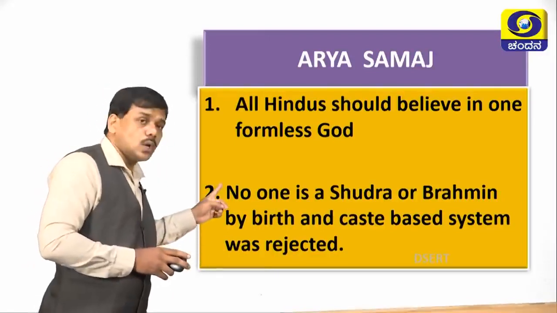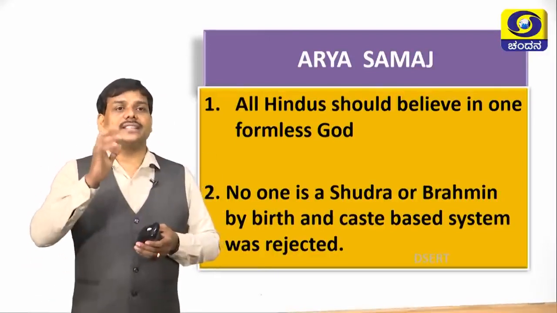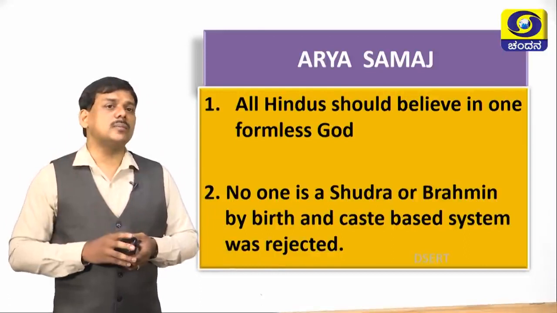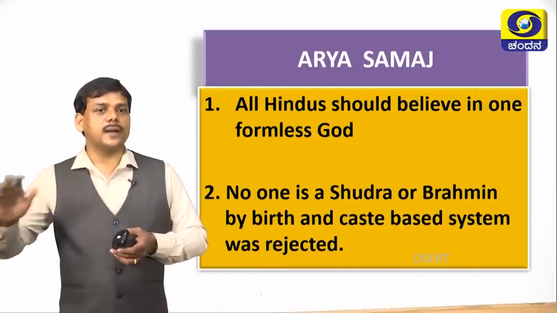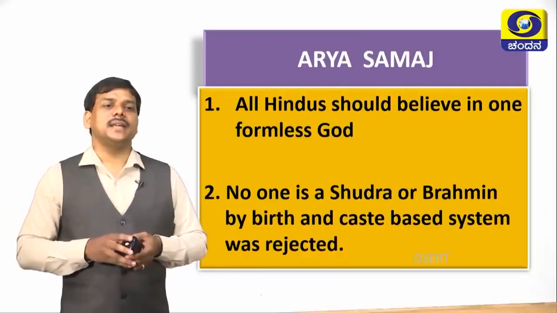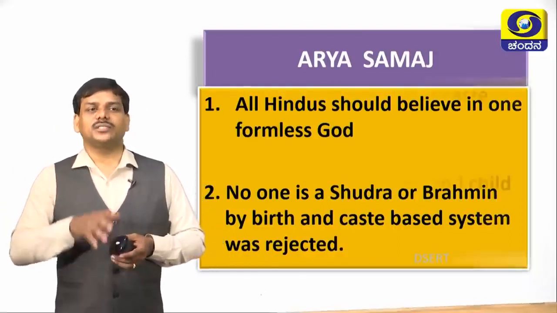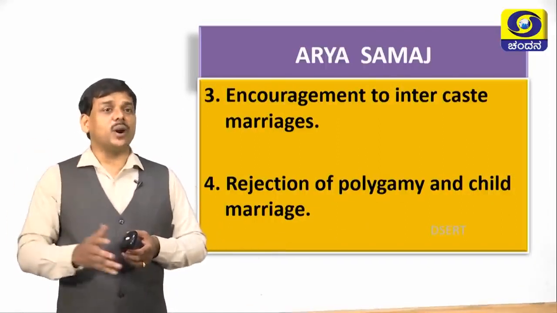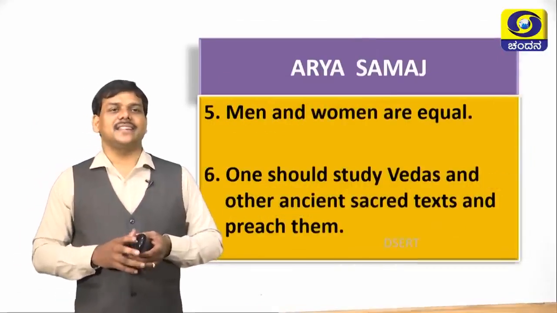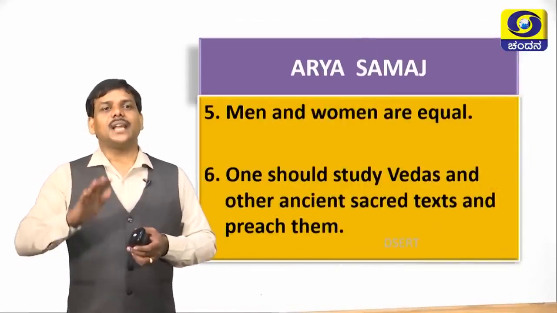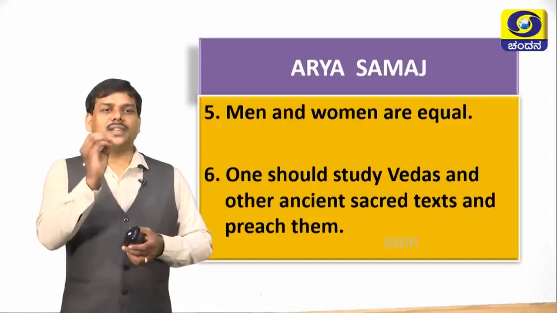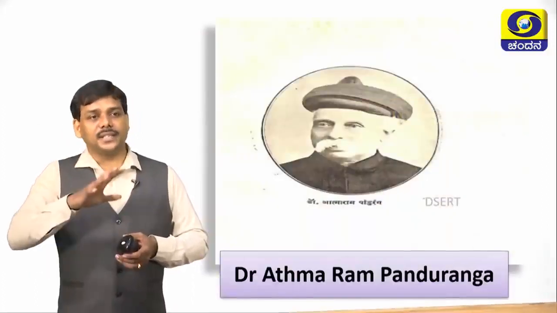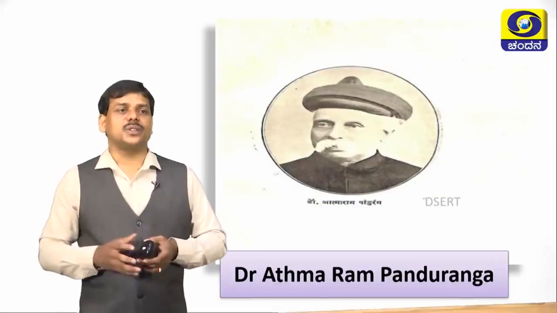Now let us discuss the objectives of Arya Samaj. According to Arya Samaj, all Hindus should believe in one formless God, and no one is a Shudra or Brahmin by birth, and the caste based system was rejected by it. Encouragement was given to intercaste marriages. They rejected polygamy, they rejected child marriage. According to Arya Samaj, men and women are equal. One should study Vedas and other ancient sacred texts and preach them. In this way, you have to remember all these objectives of Arya Samaj.